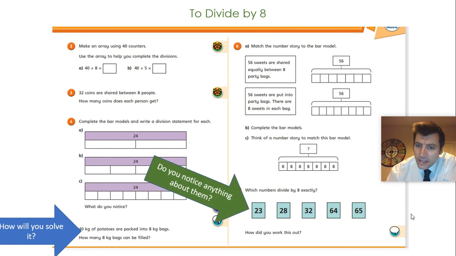Do you notice anything about the numbers that do divide by 8 exactly? Is there a pattern to them? Is there something you notice about when you add the digits together? Is there anything you notice about the number that's in the ones value? See if you can spot anything.